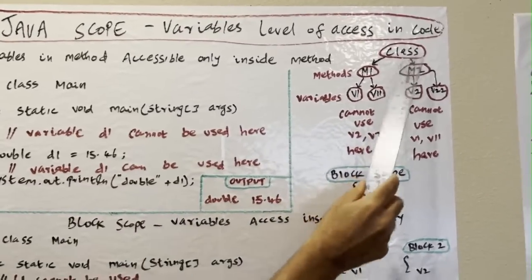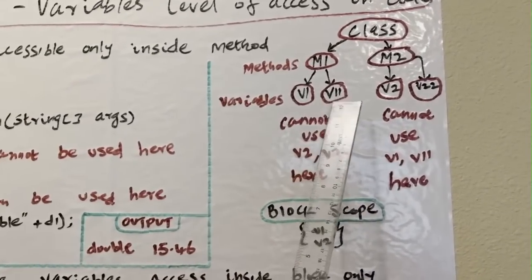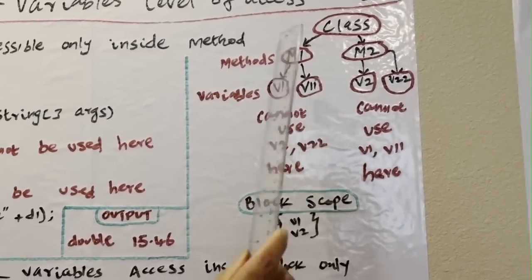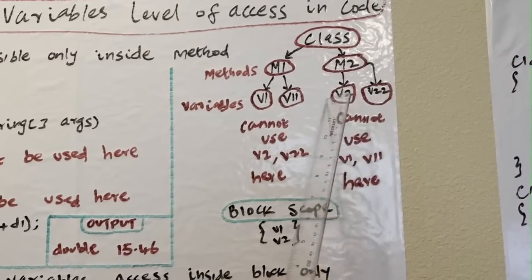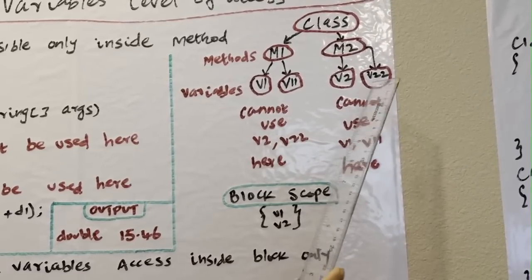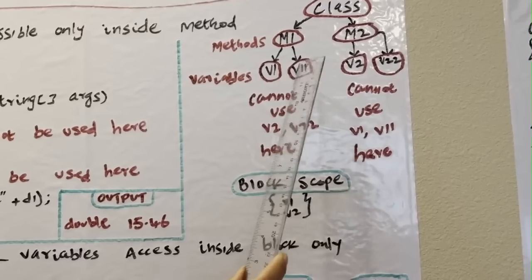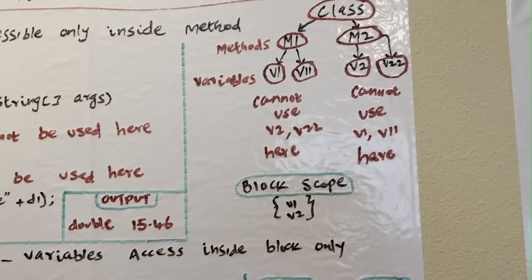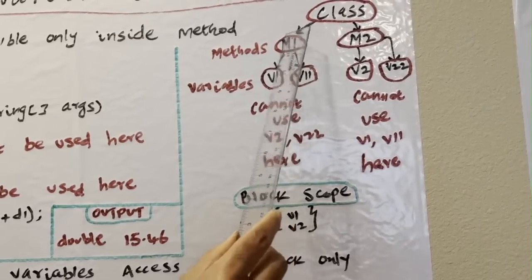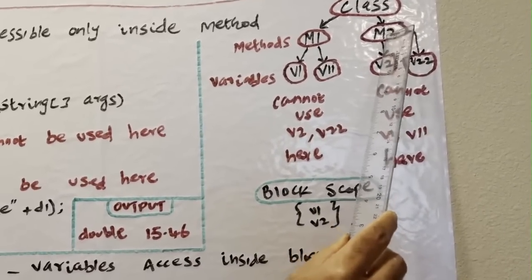For example, a class has methods, method 1, method 2, variables v1, v11, v2, v22. So these variables are defined and used here. These variables are defined and used here. You cannot access this in this one, this in this one. You cannot access this variable in this class, this variable in this class. I'll explain with that's called the scope of the variable. Scope of these two variables inside method m1. Scope of these variables inside method m2.